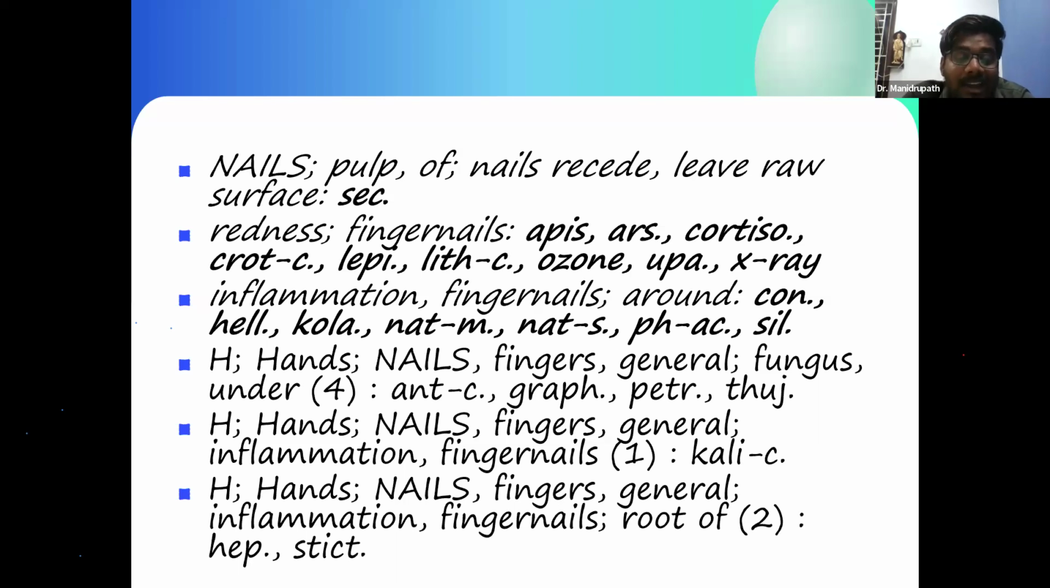The next rubric, hand nails, finger general inflammation, fingernails at the root: Hepar sulph and Sticta pulmonaria. Sticta is one such remedy you can think of with a history of hay fever and a lot of coryza. And Sticta is also a remedy for rheumatism of the neck, like Lac caninum, Stramonium. And another key symptom of Sticta is sleeplessness after operations. Post-operative, they develop a lot of sleeplessness. Then think of Sticta. But the first remedy you can think of always post-operative is Staphysagria.